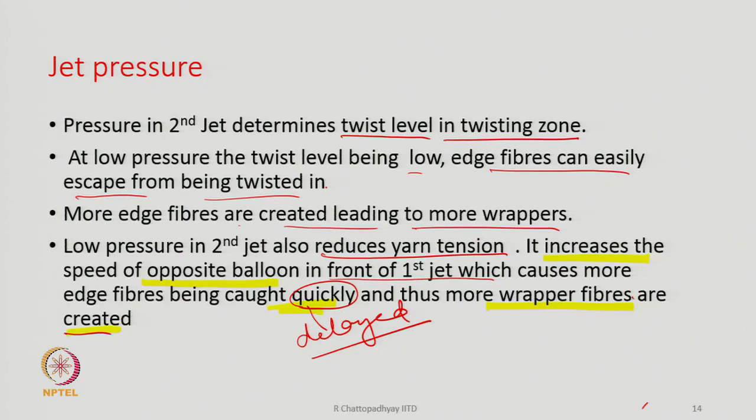So, there are quite a few different types of hypotheses which are proposed by different researchers. Point is, what is important is how many rapid fibers, how many edge fibers am I generating, and am I creating a situation that they get caught quickly or they get caught late. If they get caught quickly, the wrapping length will be shorter. If they get caught late by the main body of the yarn, the wrapping length will be larger. So, it all matters when these edge fibers are ultimately getting caught by the main body of the yarn.